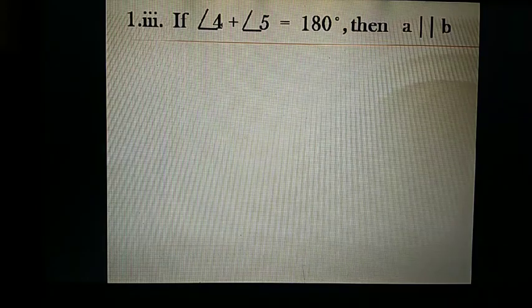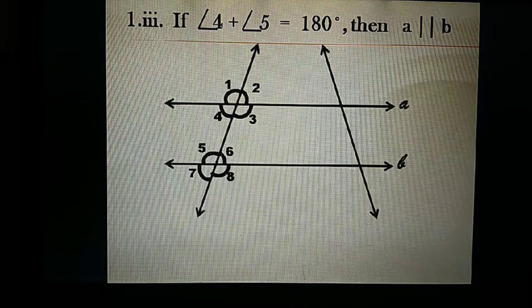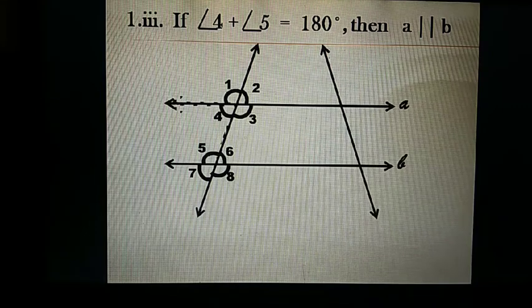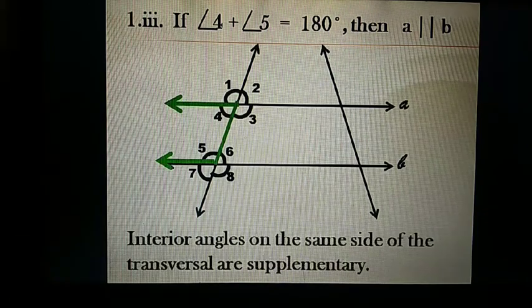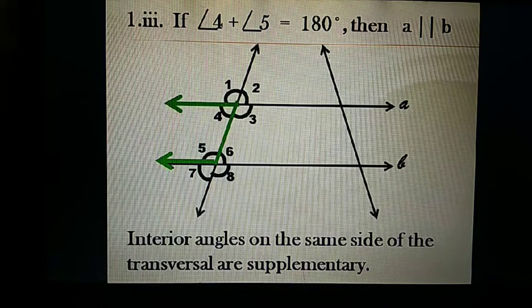Next, angle 4 plus angle 5 is equal to 180 degrees. Then you have to prove which property states that A is parallel to B. Again, check. First we will trace both the angles. Yes, they both are interior angles on the same side. So this is the property which says if interior angles on the same side of the transversal are supplementary, then the lines are parallel.